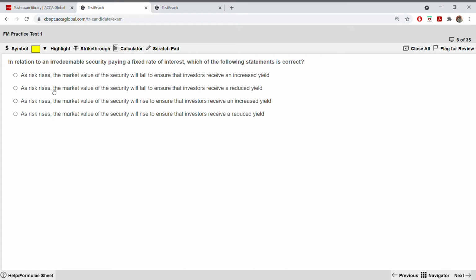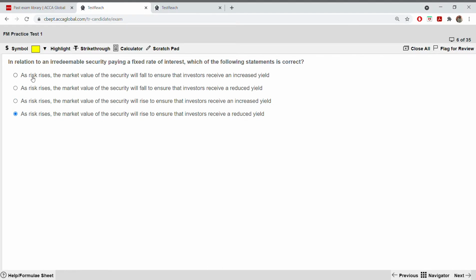In relation to the irredeemable security paying a fixed rate of interest, which of the following statements is correct? The word "is correct" means only one can be correct. If you see in all the cases, as risk rises, this is how you read fast. You're not reading the same thing again. You quickly know that all the wording is the same except fall, rise; only these things are changed.